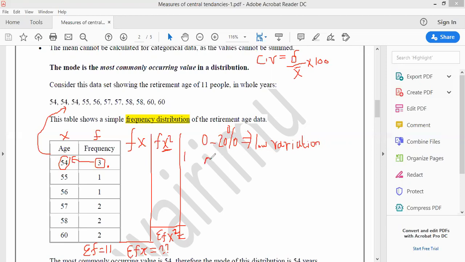Another scenario is you have computed the CV and then it is lying between 21% and 50%. It takes any value between that range. What are you going to make as your comment? This shows that your data variables are moderately variated. It's not that they are so close to each other, and again, they are not far away from each other. We say there exists a moderate variation among the data variables.